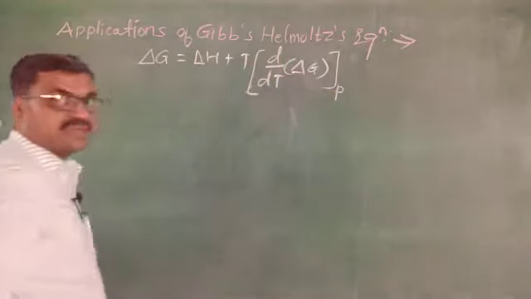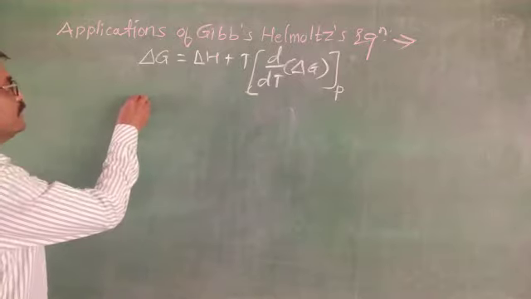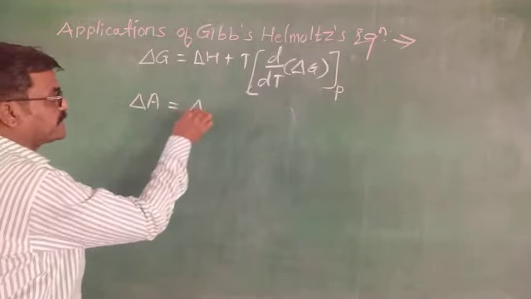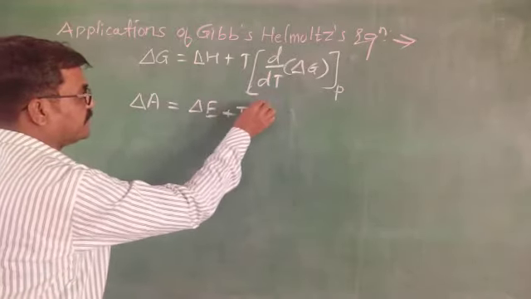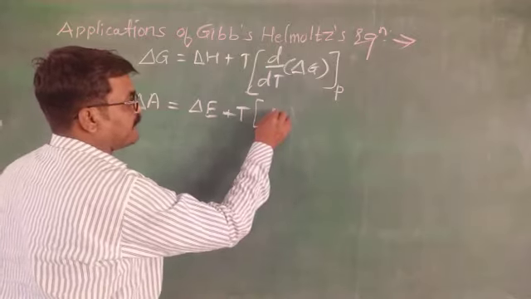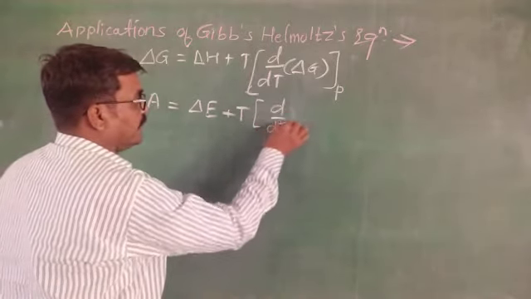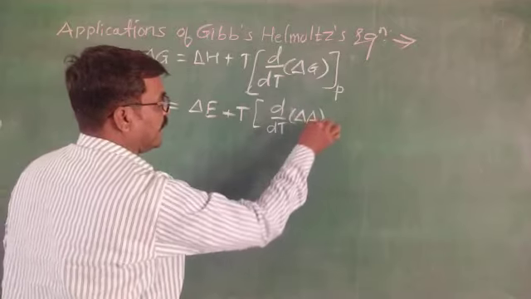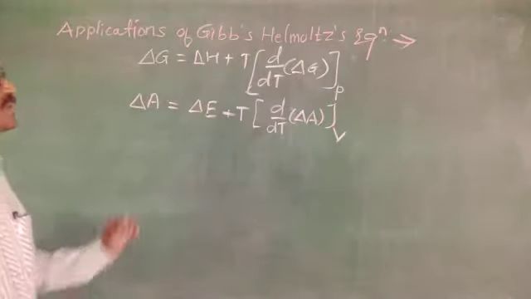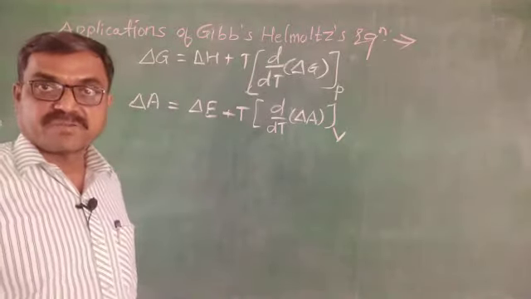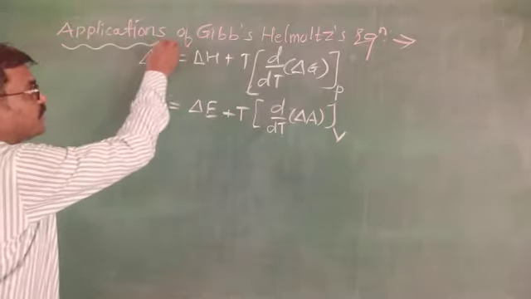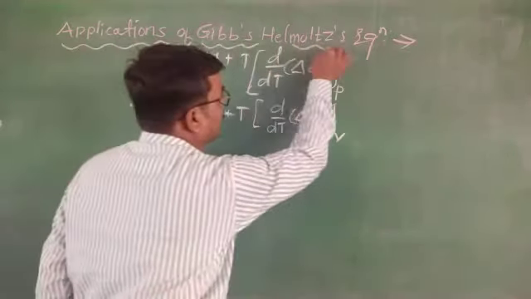Or in terms of Helmholtz free energy, this Gibbs-Helmholtz equation is delta A equals delta E plus T into d/dT of delta A at constant volume. These are nothing but the Gibbs-Helmholtz equations. Now, the applications of the Gibbs-Helmholtz equation.